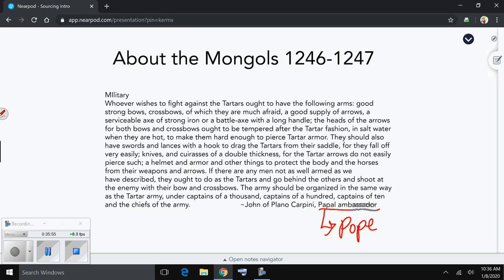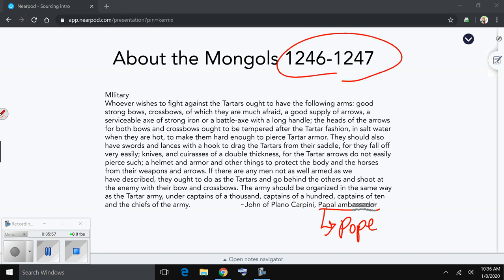Look at the time frames. What did you just say? Exactly. So the Crusades were like 1091 to 1295. So this happens right in the middle of it, right? That's how he would know. That's how anybody that serves the Pope would have military experience.